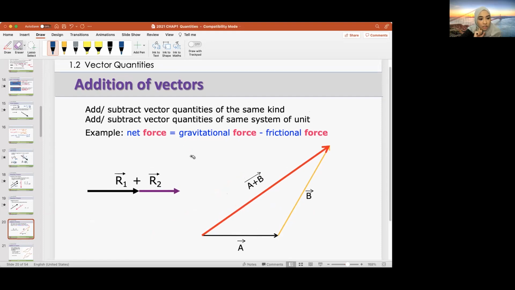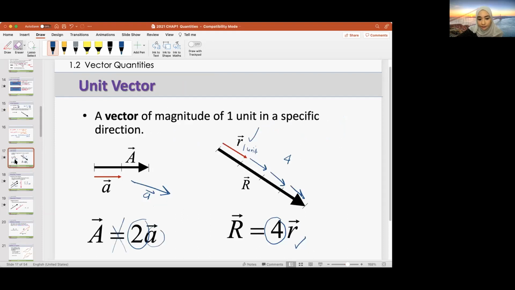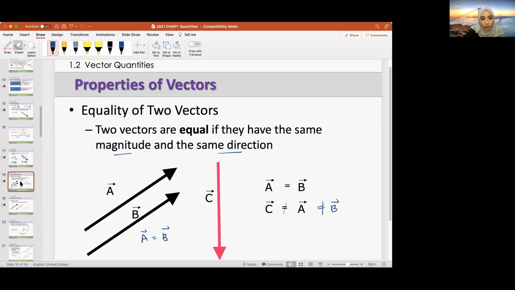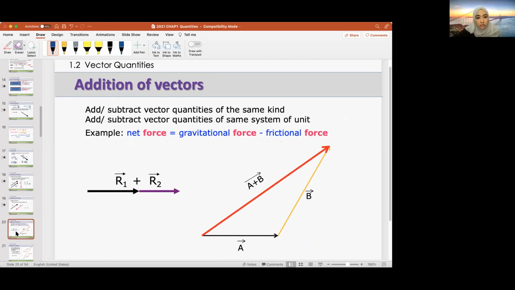Okay, so now we move on to addition of vectors. What have we talked about so far? We talked about vector notation, using bold or that arrow on top of the symbol. And then we talked about unit vector, defining one vector in terms of the other. And then we talked about equality of two vectors. And then we talked about if they are parallel but in the opposite direction, one of them will have a negative sign. Okay, so now we talk about addition of vectors. You can add or subtract vector quantities of the same kind. Same kind here means the same direction.